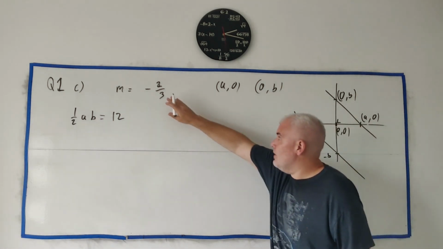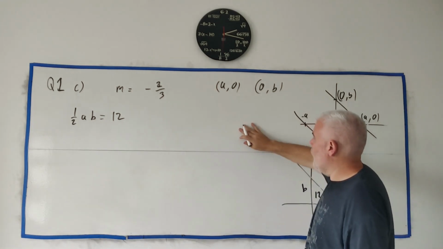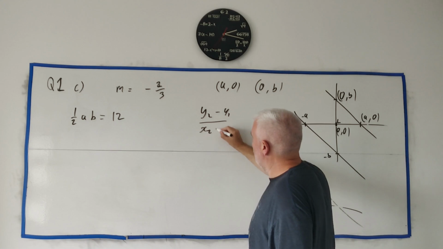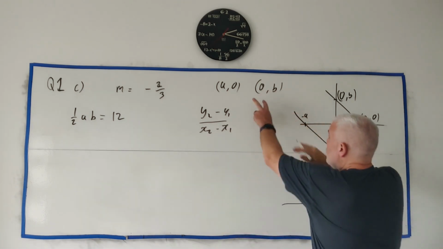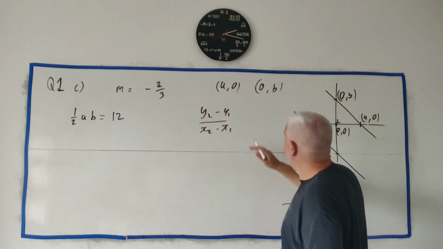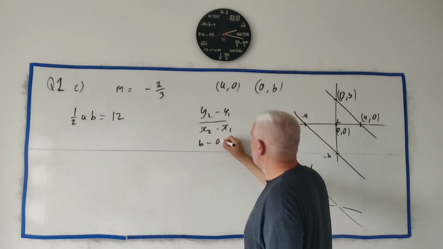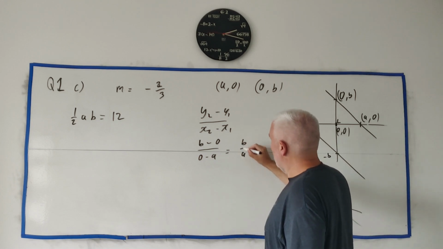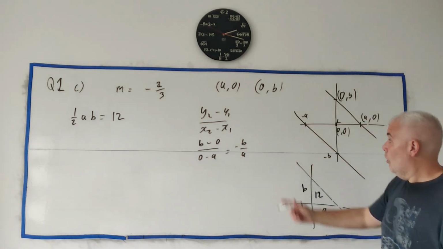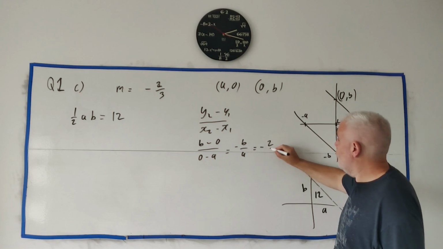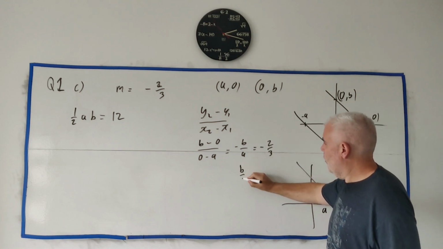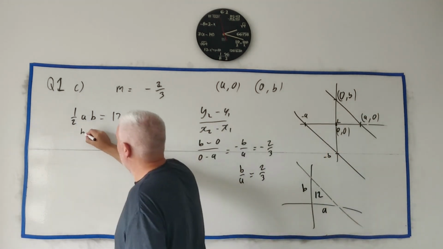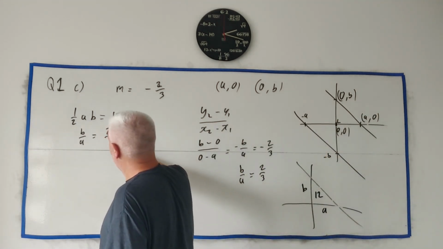The next bit of information is the slope. We know the slope is equal to this. You can use the slope formula: y2 minus y1 over x2 minus x1. Using these 2 points, that would be b minus 0 over 0 minus a, which is equal to b over a, or minus b over a. But we know it's equal to minus 2 over 3. So b over a is equal to 2 over 3. Let me write that here. B over a is equal to 2 over 3.